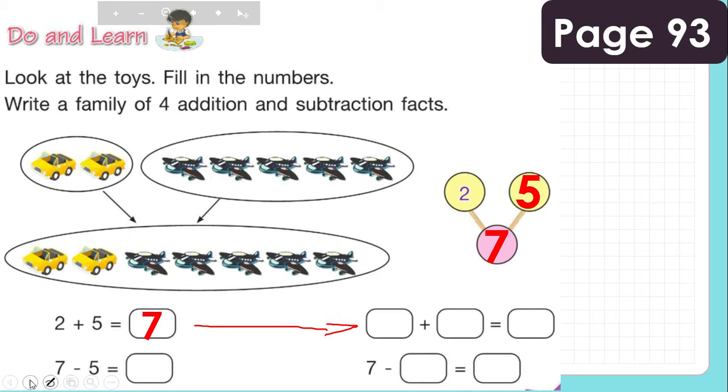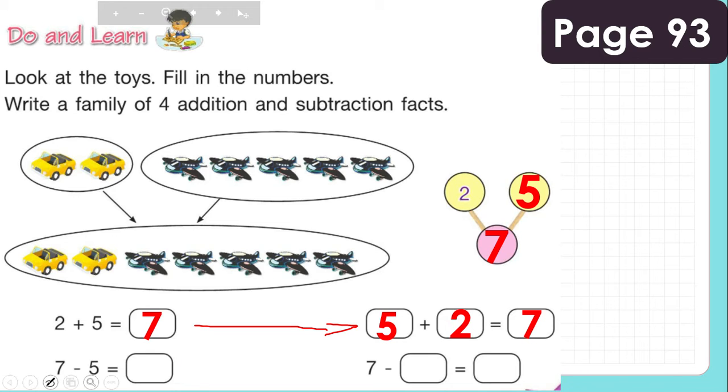Okay, the other addition, we need to just exchange the number. First, we need to write 5 first and then the number 2. So 5 plus 2 is the same, 7. Okay. And then how about subtraction?